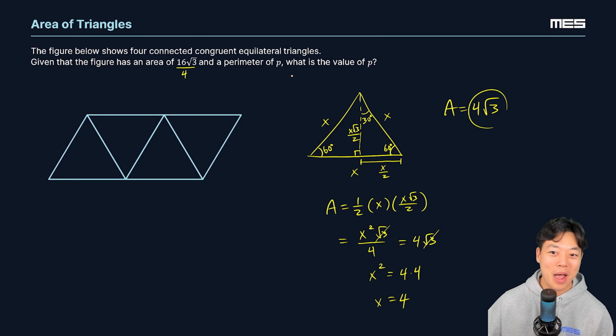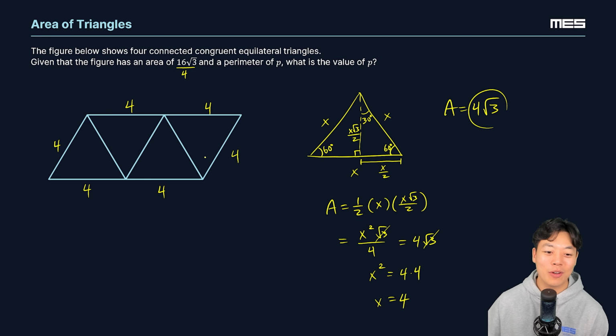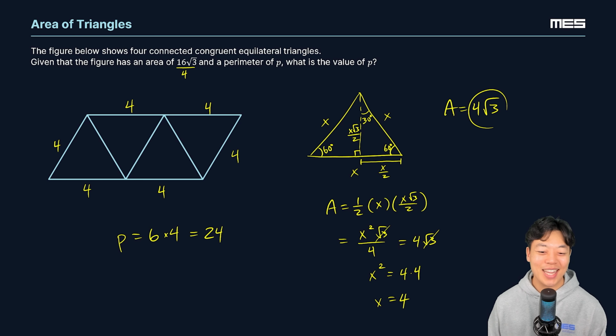Now, we're not done with the problem. We want to find the perimeter of this entire figure. So if this is 4, then this is 4, 4, 4, 4, and 4. We have 1, 2, 3, 4, 5, 6 of them. So the perimeter will be 6 times 4, which is 24. And we're not given any units here, so we can leave it just like that. That was a fun one.